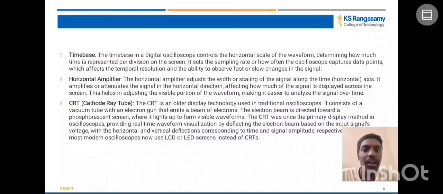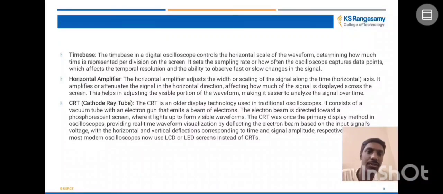Next, the cathode ray tube. It is used in the old display technology in the traditional oscilloscope. It consists of a vacuum tube with an electron gun. The electron gun emits a beam of electrons. The electron beam is then directed toward a phosphorescent screen where it lights up to form visible waveforms. The CRT was once the primary display method in oscilloscopes, providing real-time waveform visualization by deflecting the electron beam based on the input signal's voltage. The horizontal and vertical deflections correspond to the time and signal amplitude respectively.